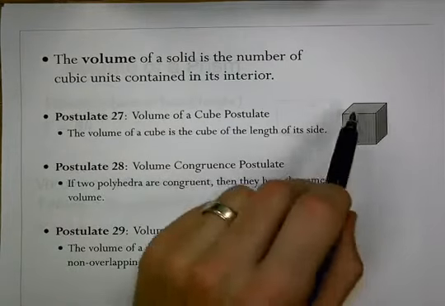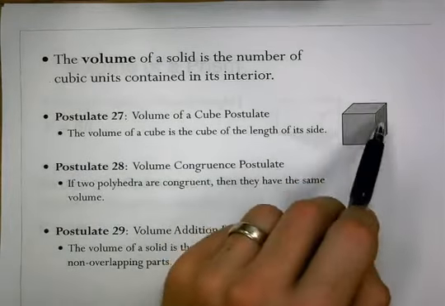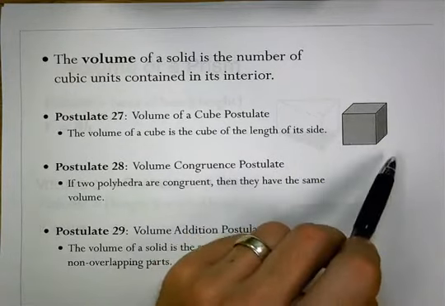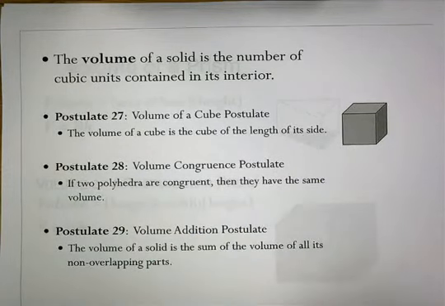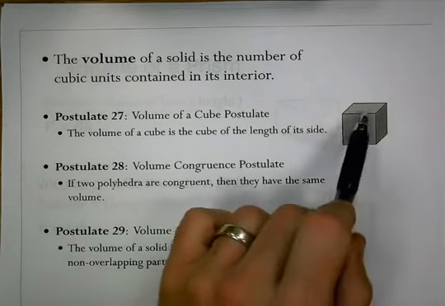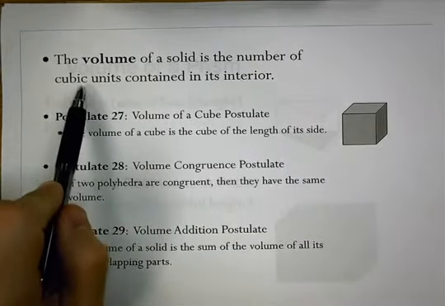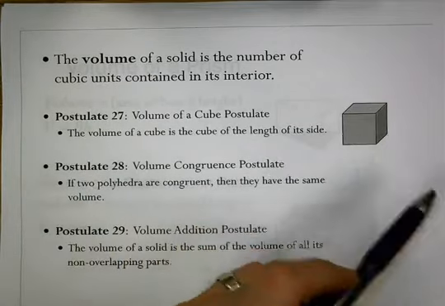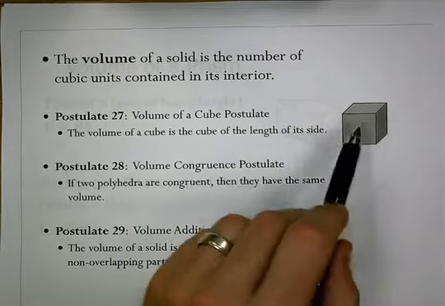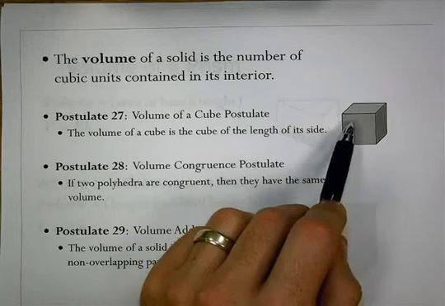In surface area, if we look at this object, we looked at the area of all the surfaces combined, and it had its own set of formulas. For volume, we're going to look at the amount of space it takes up. Cubic units are the units that we use, so it's going to be inches cubed, feet cubed, but it's that space in the interior.